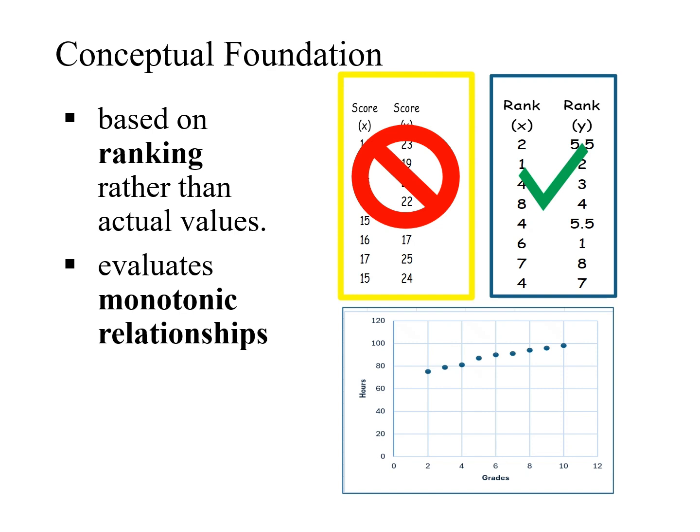For example, the more time a student spends studying, the higher their test scores are likely to be. The pattern may not form a straight line, but as long as the trend moves consistently in one direction, Spearman's rho can capture that relationship.